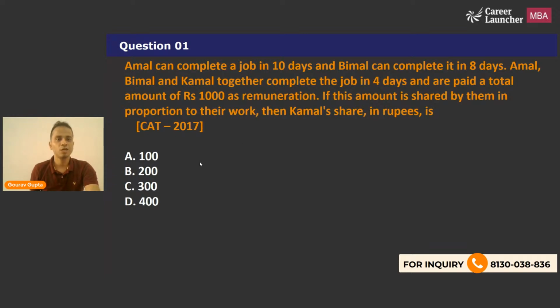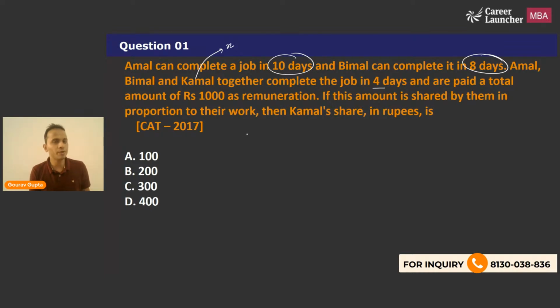Yes, any answer? All right. So let's talk about this one. Let's have a complete understanding. Now, this one is very simple, and if you remember one of the questions that we covered yesterday, the last one, it is made on similar lines. Amal can complete a piece of work in 10 days and Bimal in 8 days. Now, the three of them together complete the job in 4 days. So let's assume that the third person can finish the job alone in x number of days.